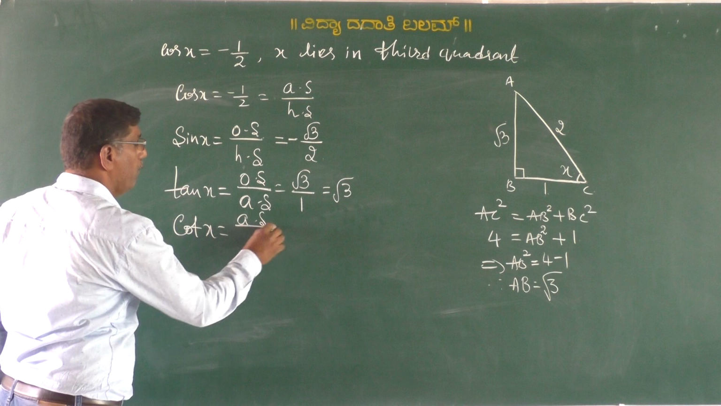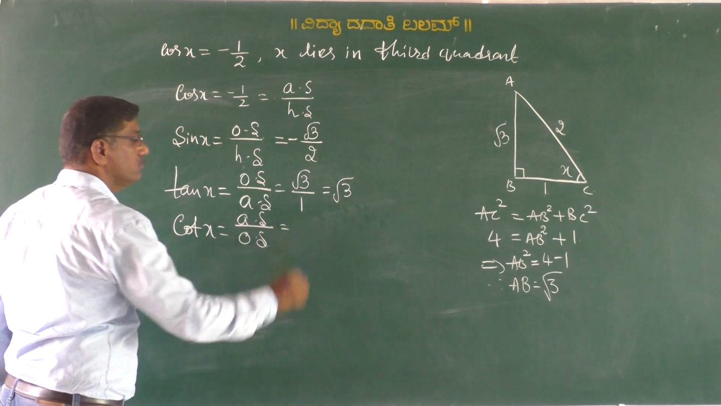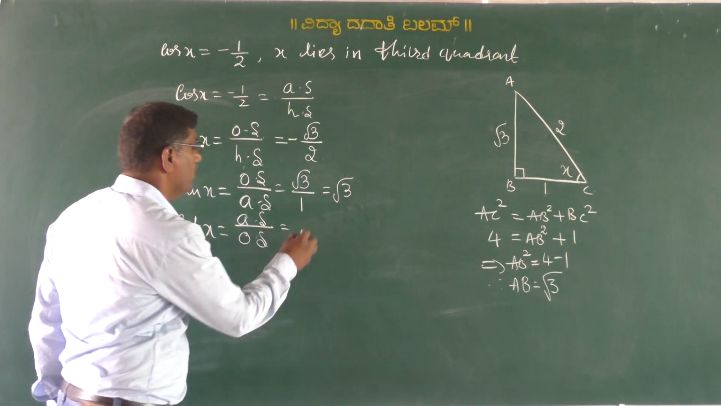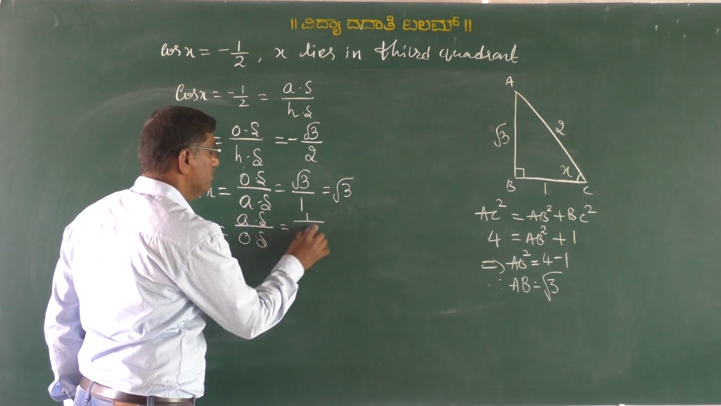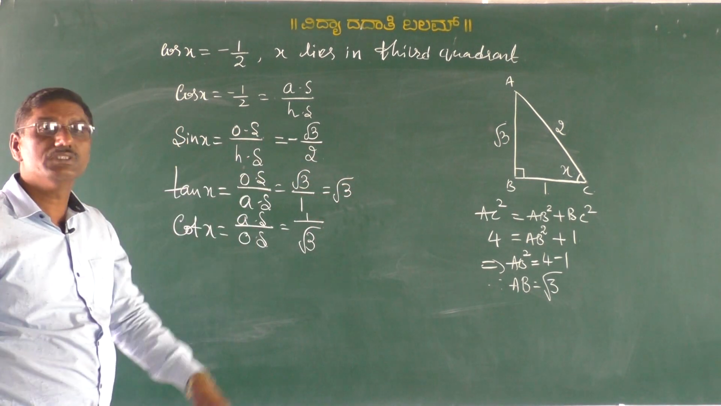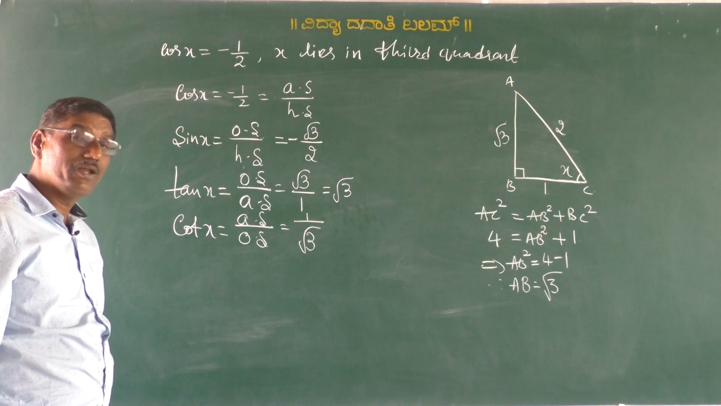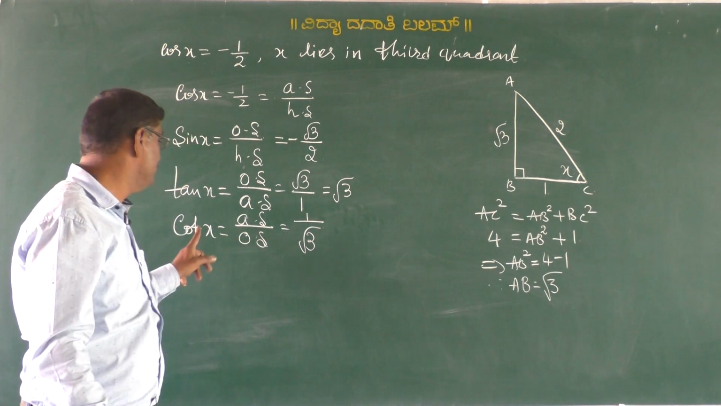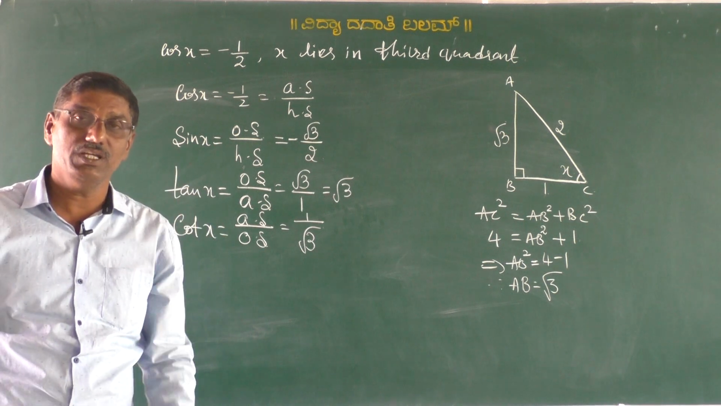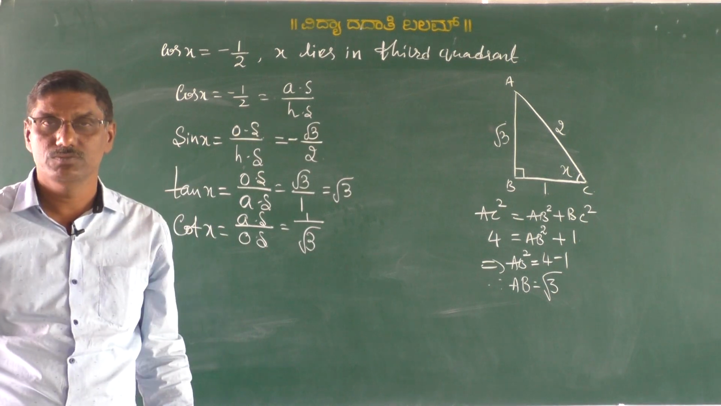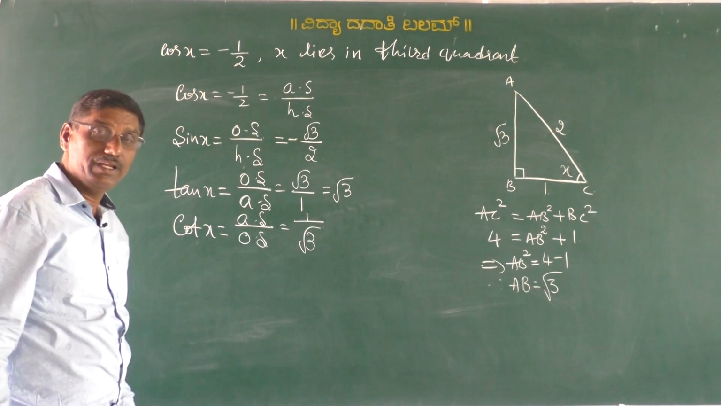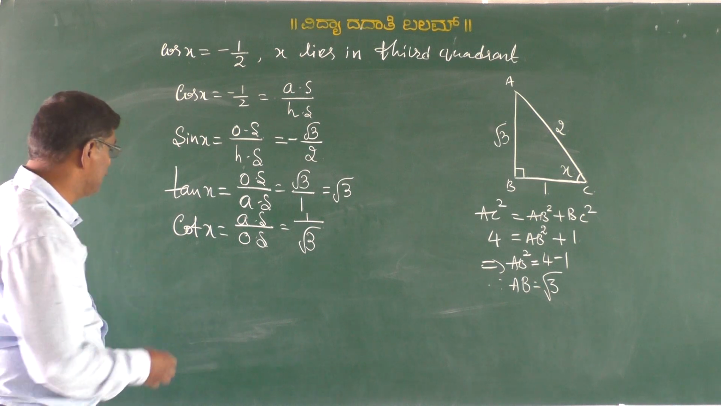Adjacent side divided by opposite side, that is 1 by root 3, since adjacent side is 1 and opposite side is root 3. Therefore, 1 by root 3. Here also, my dear students, in third quadrant, cot is positive, isn't it? Therefore, the result of cot x is 1 by root 3. Next, we have to move on to cosecant x.